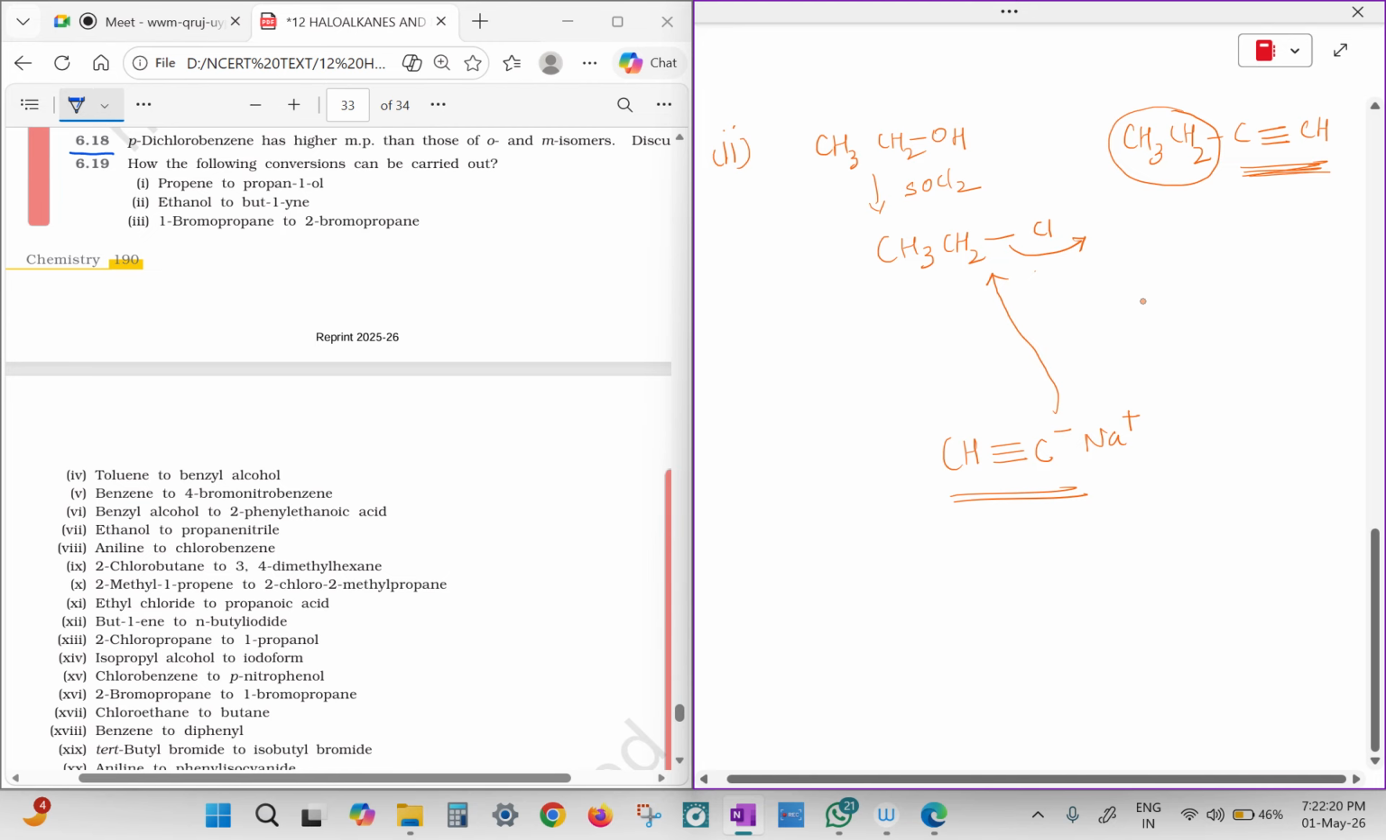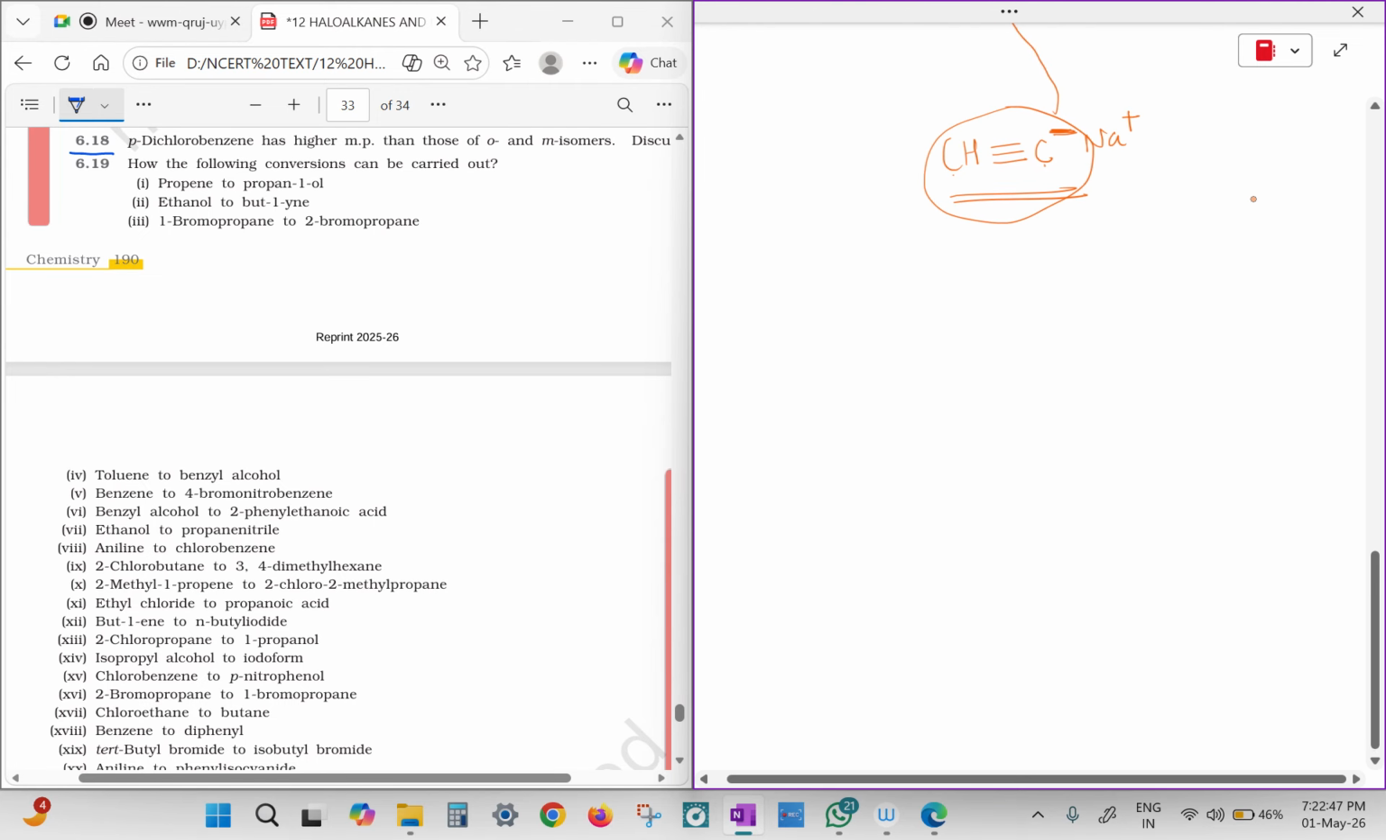Is that fine? Does it make sense? You will get this product, no? The C minus present on CH triple bond C minus attacks, the Cl minus goes off as NaCl, and this segment gets added to the CH3CH2. Will you not get this product, children? Yes, ma'am. That's why this is coming from class 11.